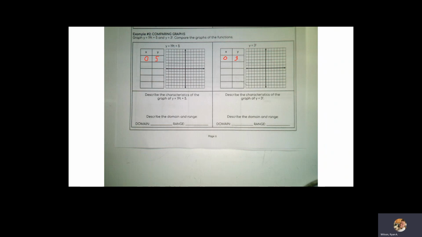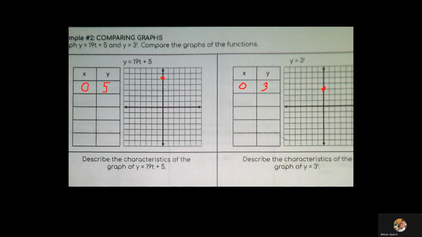Let's say I graph the first point, 0, 5. Am I going to go up or down on the y-axis? 1, 2, 3, 4, 5, because it's a positive 5, right? So that's my first point, 0, 5. What about this one? 0, 3: 1, 2, 3, same thing. If we look at these points, can you tell me something about them? Is there a term that we learned about points that reside on an axis? What are they called? Do you remember?